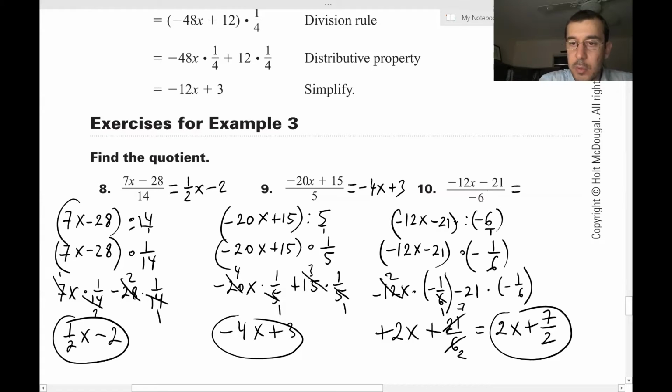And if we do it the quicker way, minus divided by minus is plus, 12 divided by 6 is 2x, and then minus divided by minus is plus, 21 divided by 6, that's what we got here. And then 21 and 6 cancel out by 3, 6 divided by 3 is 2, 21 divided by 3 is 7. So this is 2x plus 7 over 2. That's the same as what we got here.